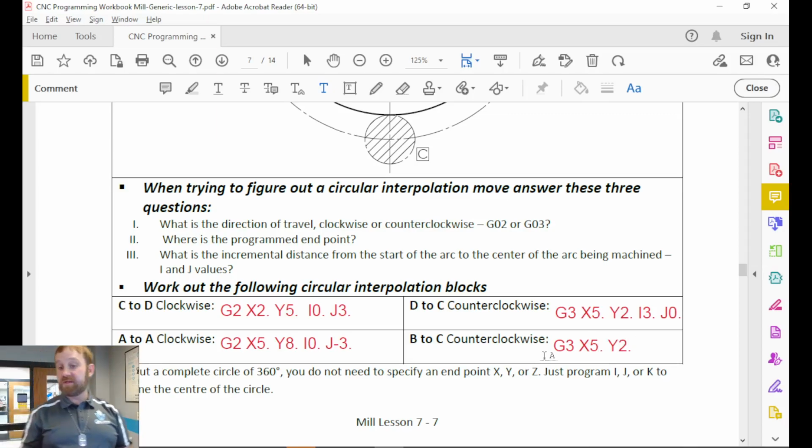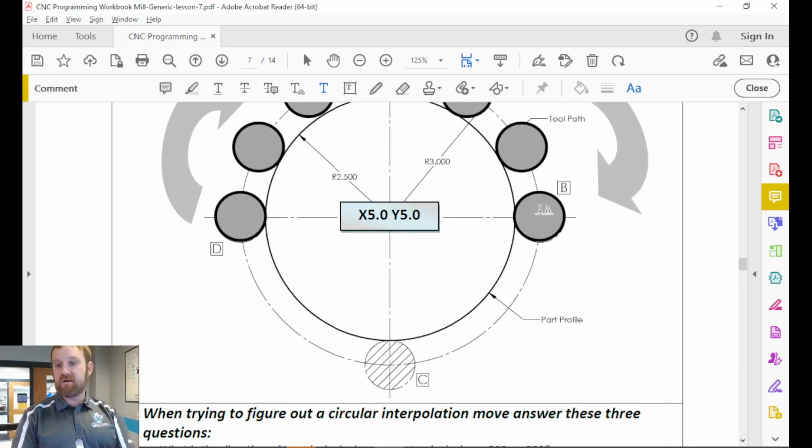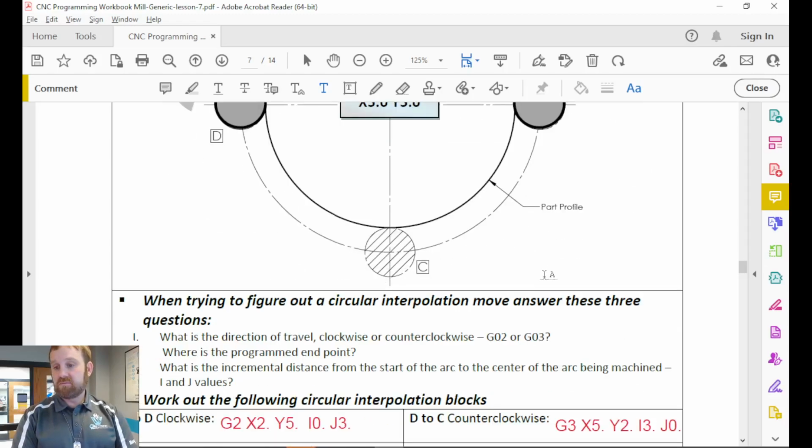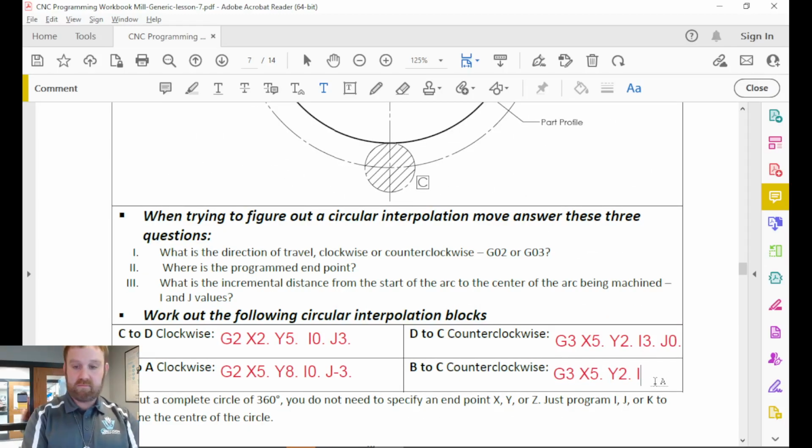And then the incremental distance from B to C, or from B to the center, this is B here. The incremental distance from there to the center is -3 inches in the X direction. So it'd be an I -3, J 0. B to the center. Okay. The incremental distance from the starter rotation to the center rotation.